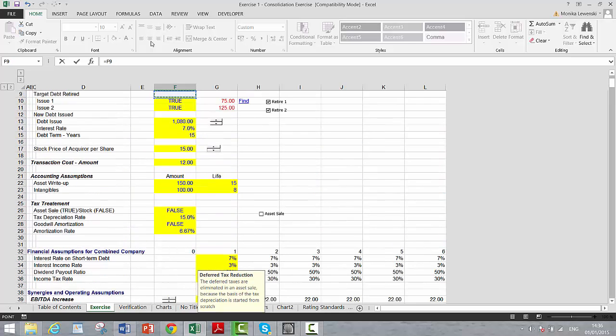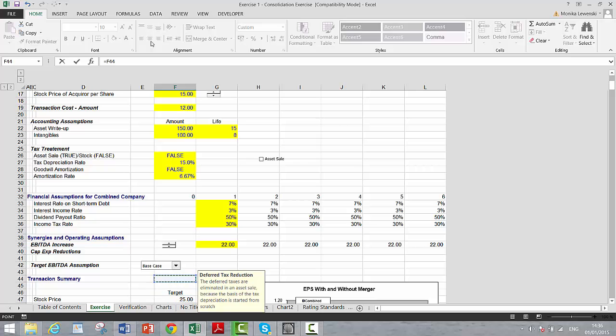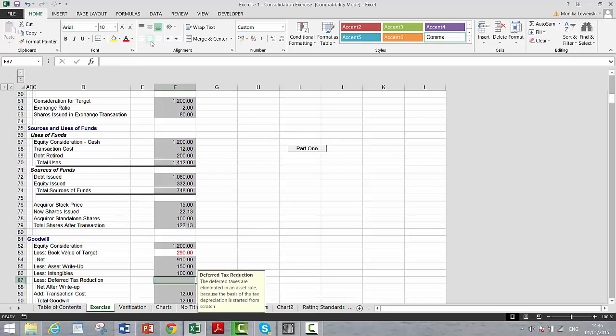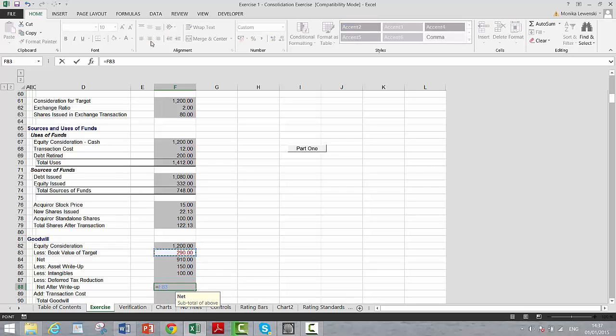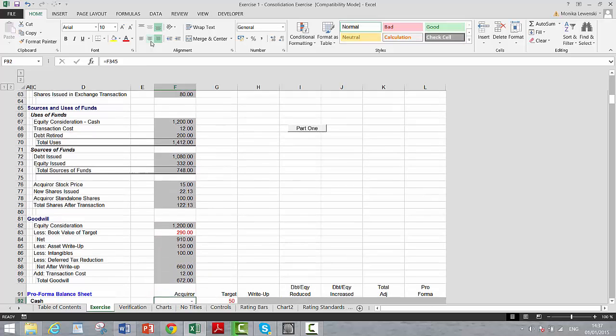Dude, I did not put the deferred tax thing in yet. So let's just take the net after the write-up. Is this net minus this, minus this, minus this if we had something.